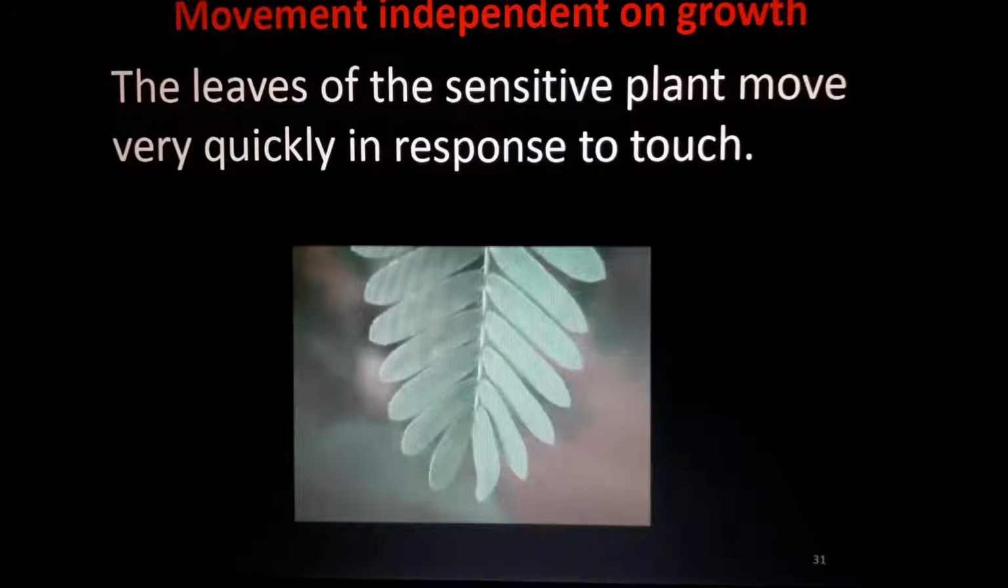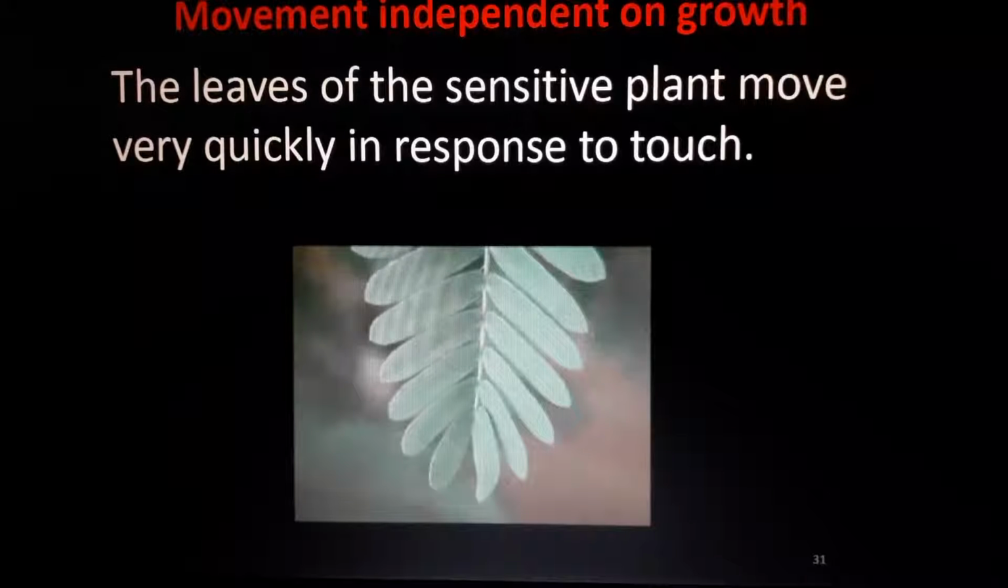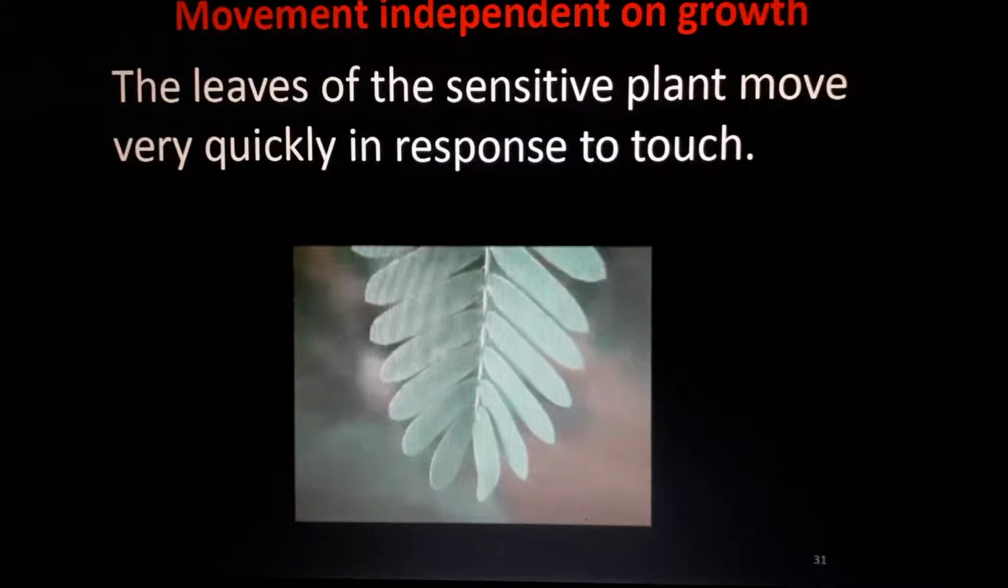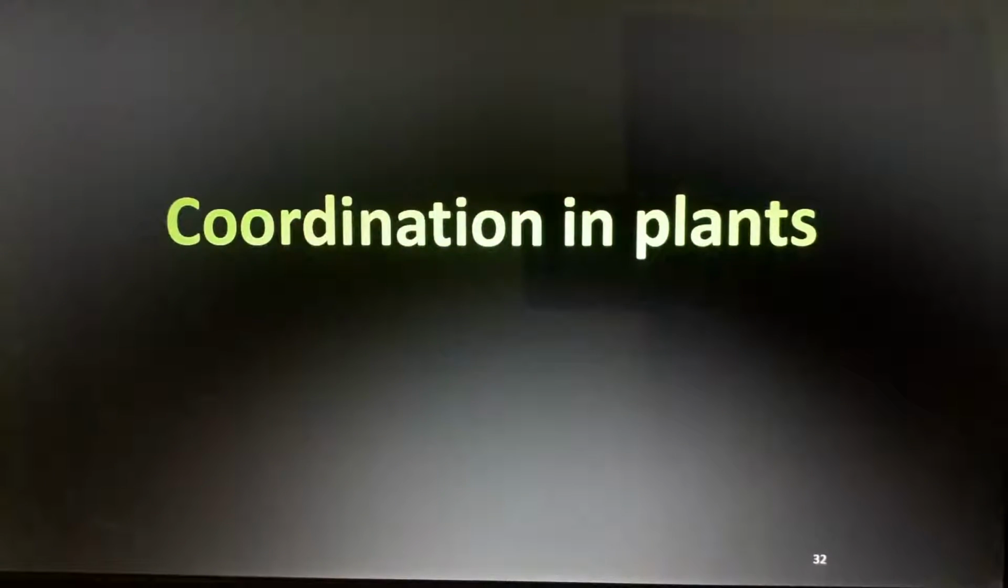Movement independent of growth means, have you seen the touch-me-not plant like this? It's a very small plant. What is the property of this plant? If we touch the plant, it will respond to it. It is very sensitive to touch. If we touch it, the leaves will shrink inward. Very few plants are like this. That means movement independent of growth. These are the 2 movements in plants, but in this chapter we will study movement dependent on growth. Okay, the coordination in plants.